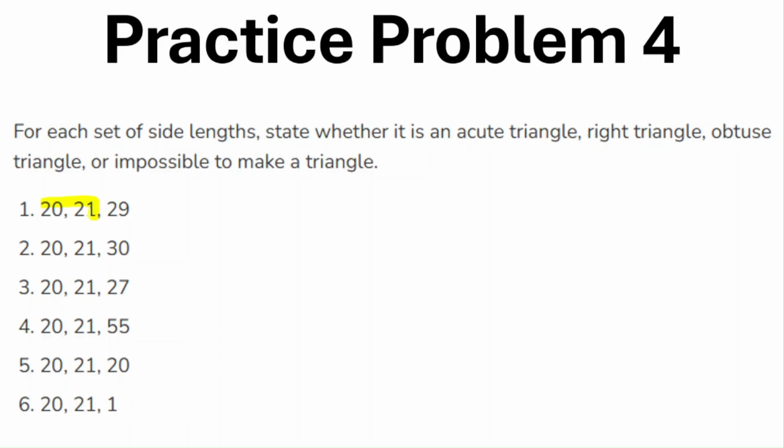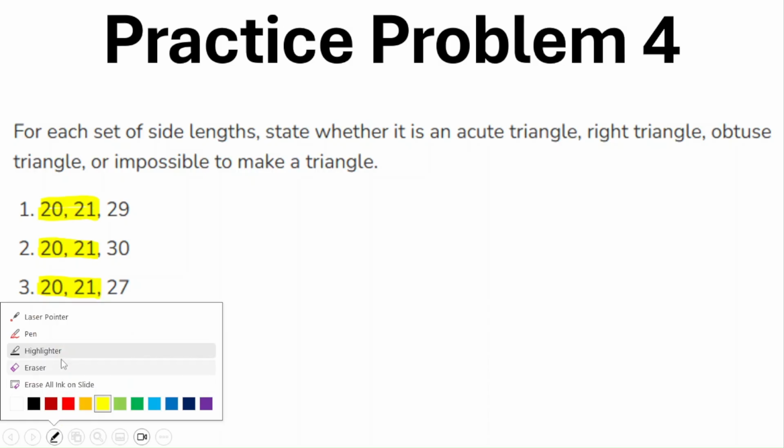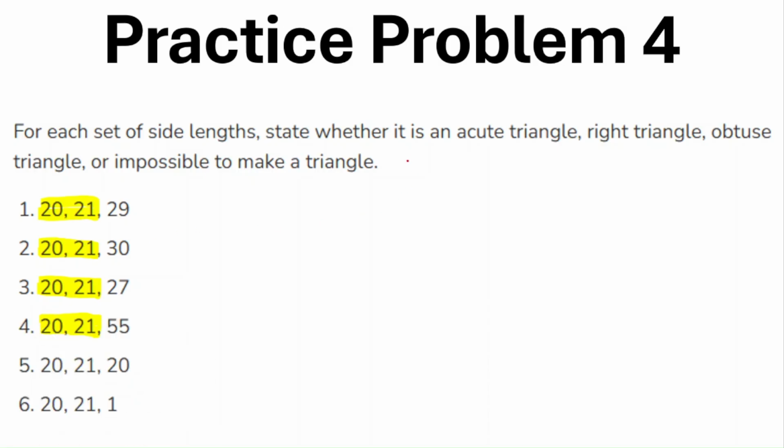4, they have the exact same short sides, 20 and 21. So if we add these together, 20 plus 21 equals 41. So 41 must be greater than the third side.